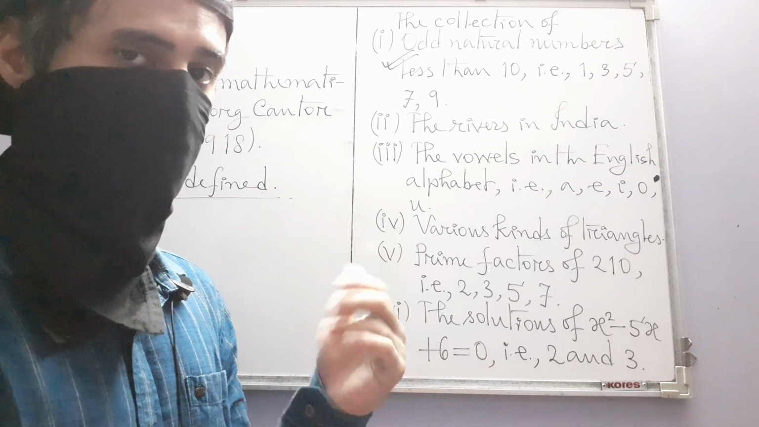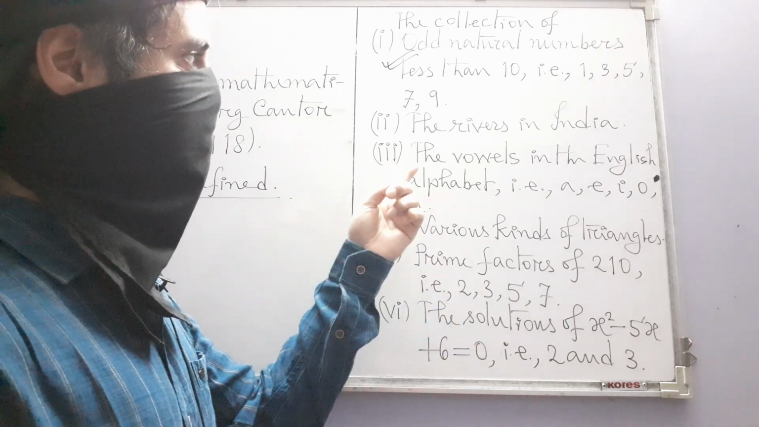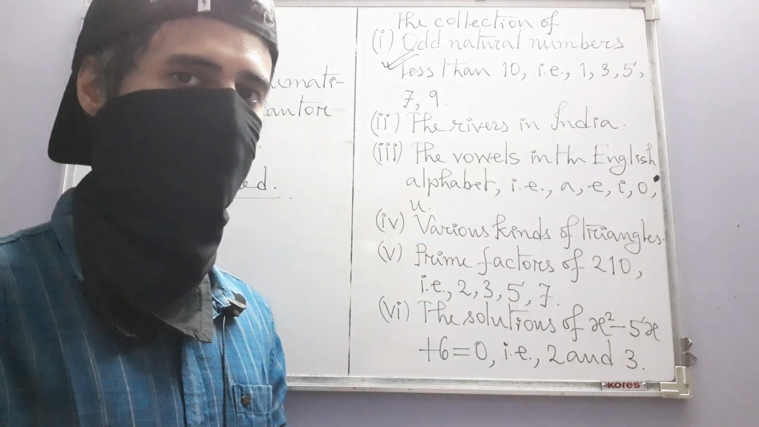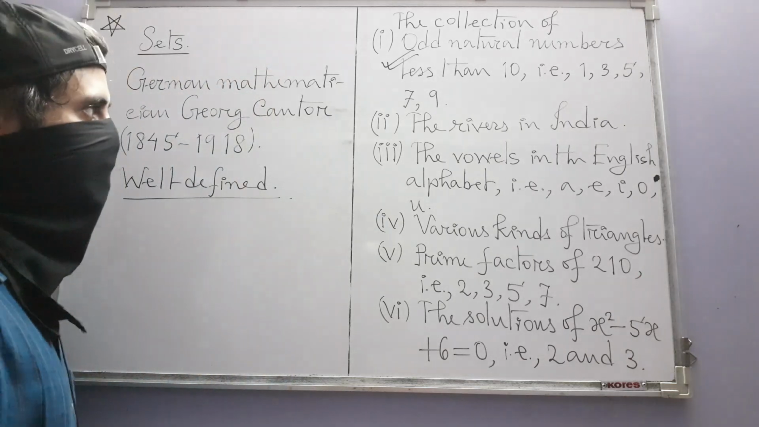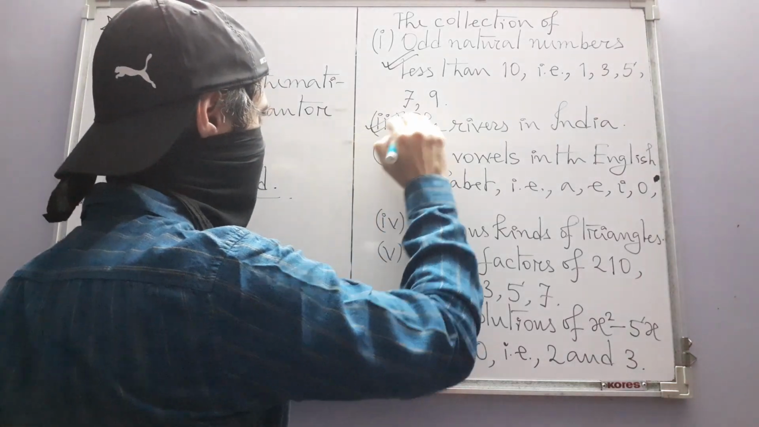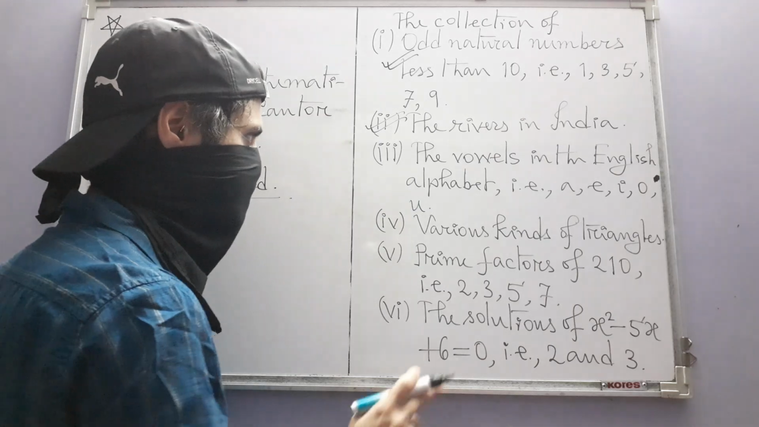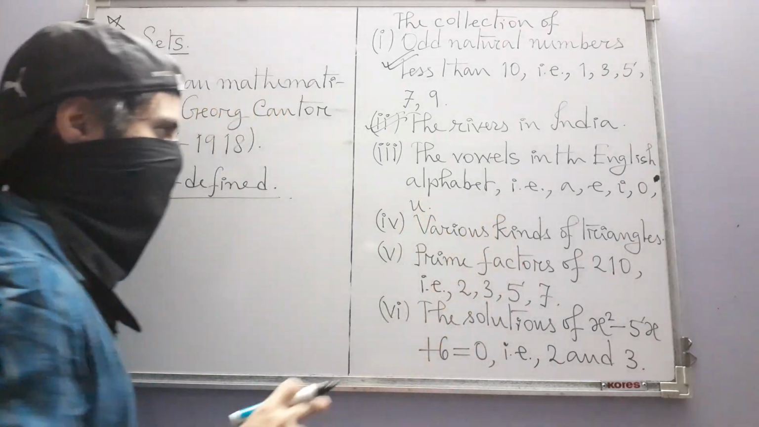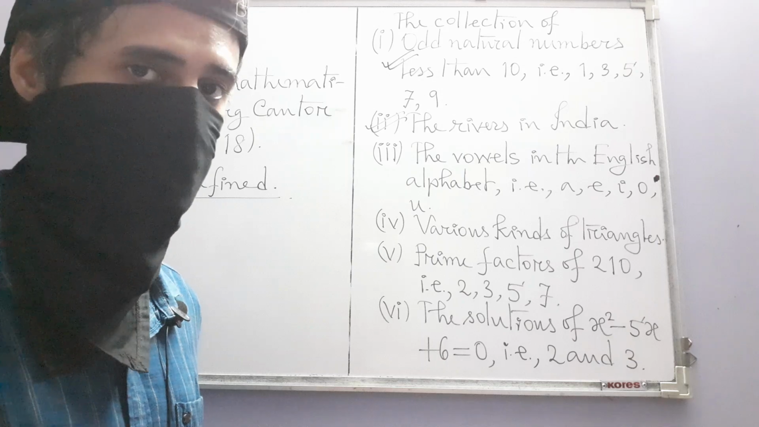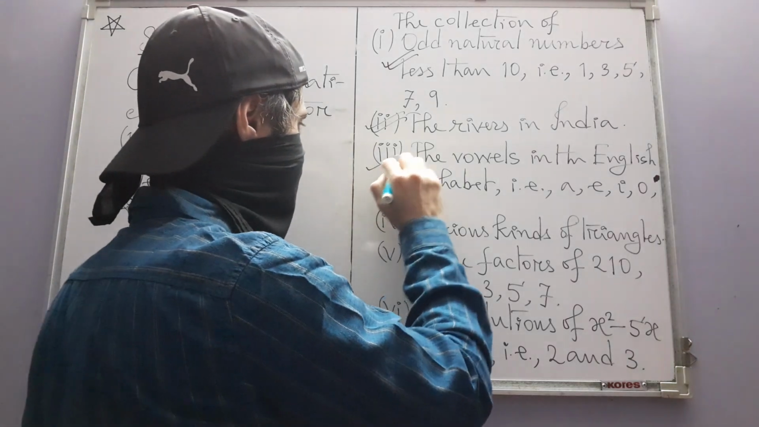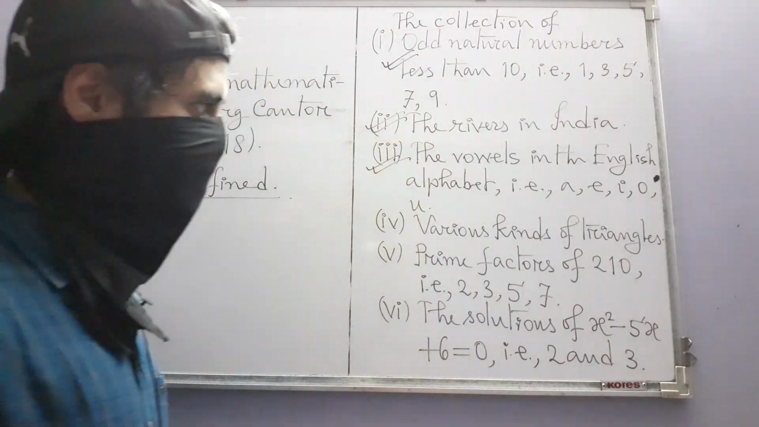The second one also is well defined. We know precisely what the rivers in India are. Okay, we can in fact list them. This is also well defined. Just like that, we know precisely what the vowels in the English alphabet are and what the consonants are, for that matter. This is also a well defined collection.